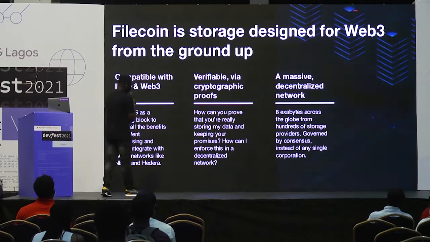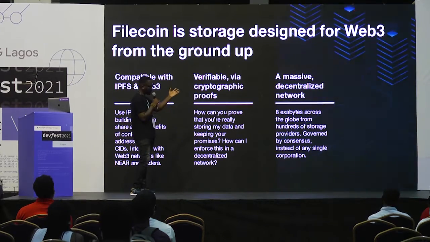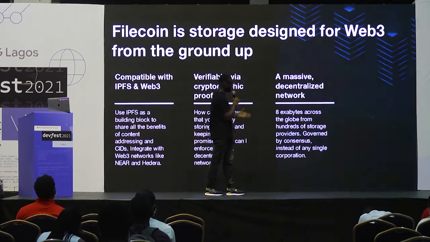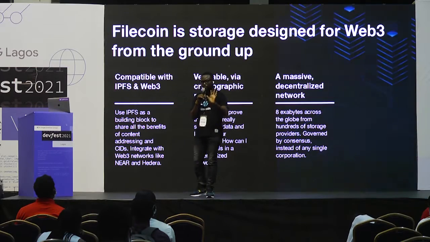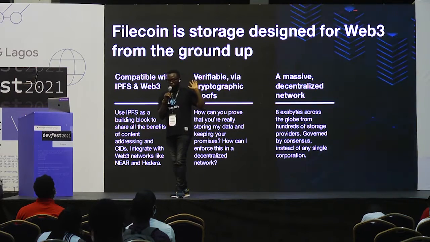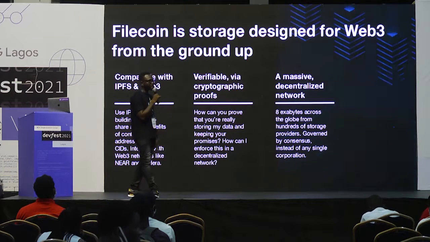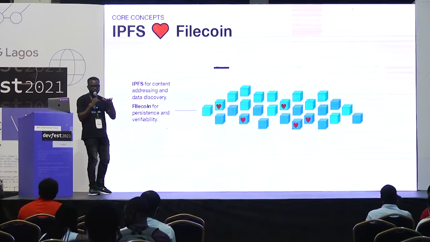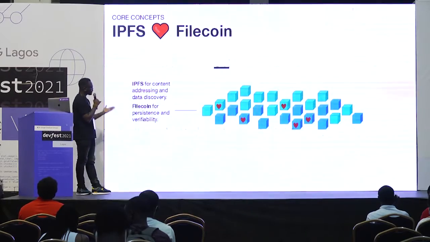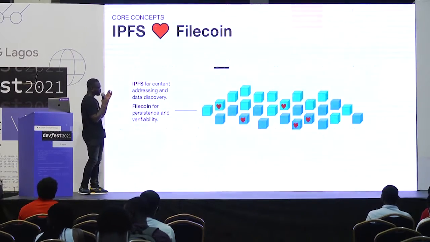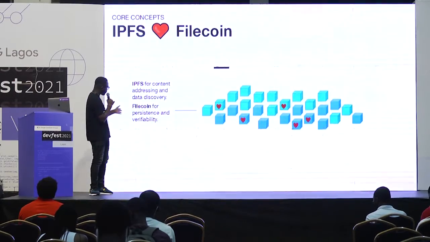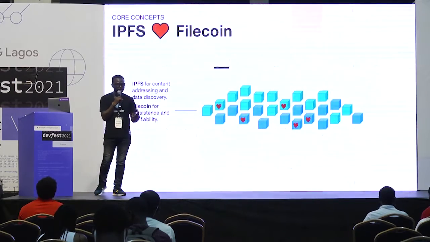Filecoin is compatible with IPFS and Web3. It's verifiable. I already talked about proof of verifiability, and it's a massive decentralized network. So lots of projects are already being stored or preserved on Filecoin. Next slide. All right, so at the core of everything I'm saying, like I said earlier on, I'm with Protocol Labs, but I'm focused majorly on IPFS and Filecoin. So at its core, IPFS is for content addressing and data discovery, while Filecoin is for persistence and verifiability, right?